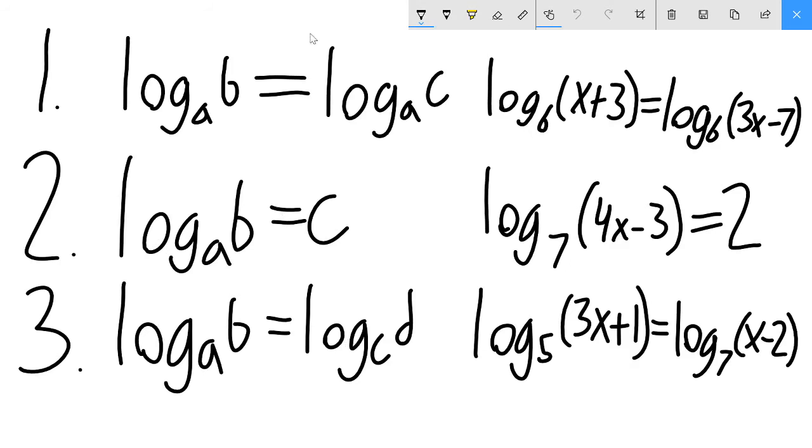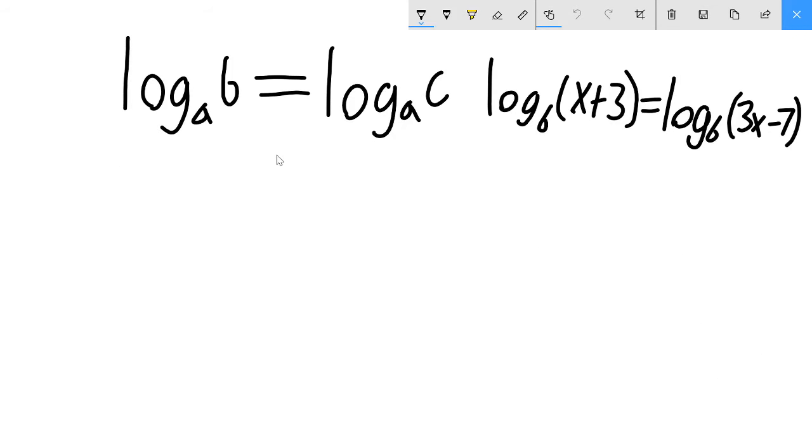So now that you know which types of logarithmic equations you're going to learn, let's get into teaching you them. Also, please note that you're going to have to know what a logarithm is to understand these logarithmic equations, and I have made a video on logarithms which will be linked in the description.